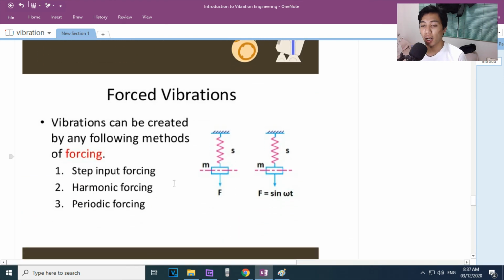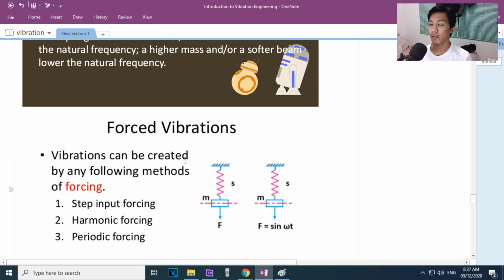May tatlong bagay para makapagkaroon ka ng force vibrations. Number one, step input forcing. Number two, harmonic forcing. And then periodic forcing. And we will tackle that on the next topics natin. So, yun lang yung force vibrations.